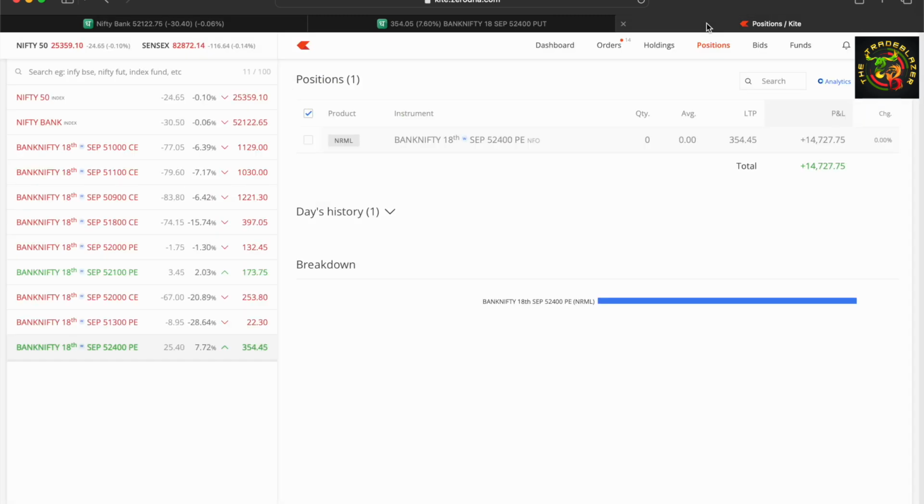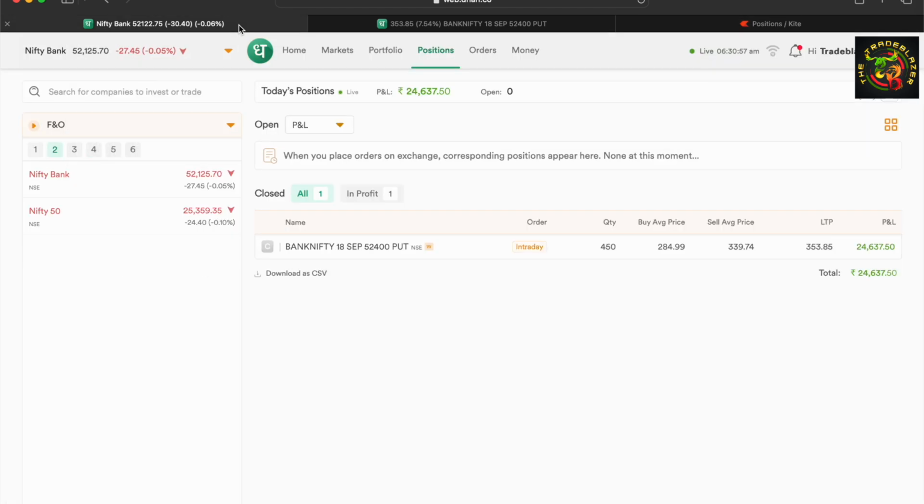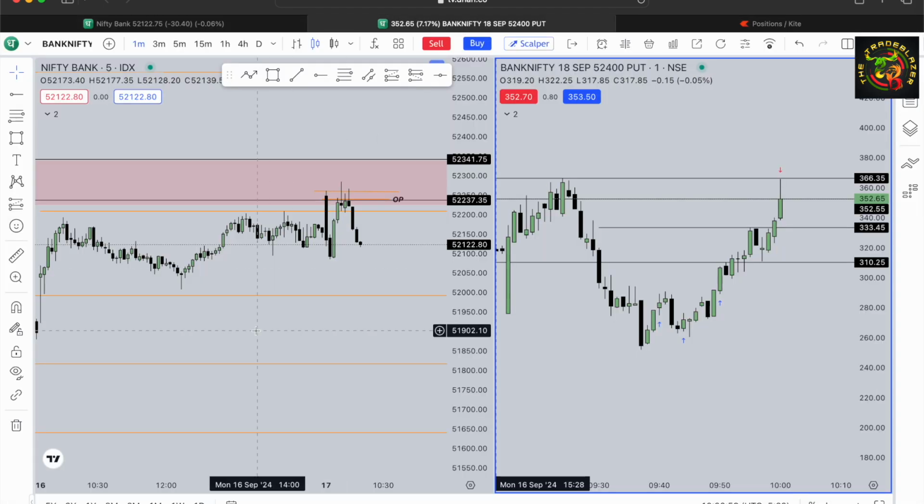I made some 15,000 in the Zerodha account, and then a profit of around 25,000 in this one. So overall it's a 40,000 profit today, depending on the day and the amount of volatility in the market today. So I didn't aim for huge targets.